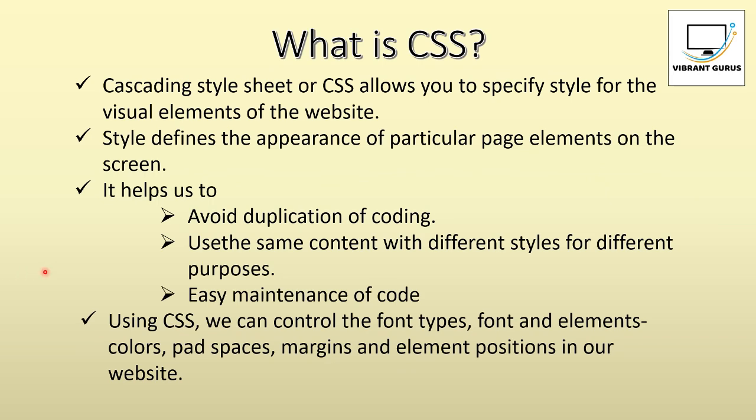First, I will explain what is CSS. CSS means Cascading Style Sheet. It allows you to specify the style rule for the visual elements of the website. Style defines the appearance of particular page elements on the screen. मतलब कि अगर आप HTML के कोई particular element के लिए एक properties set करना चाहते हो कि पूरे वेब पेज में आपको वही properties दिखे, तो आप style rule से ये create कर सकते हो.